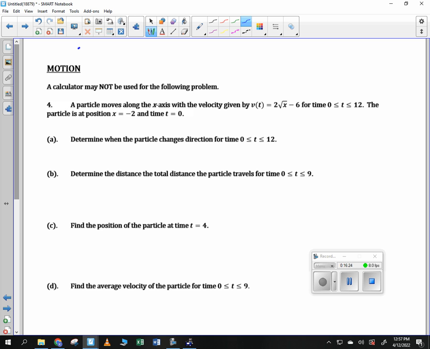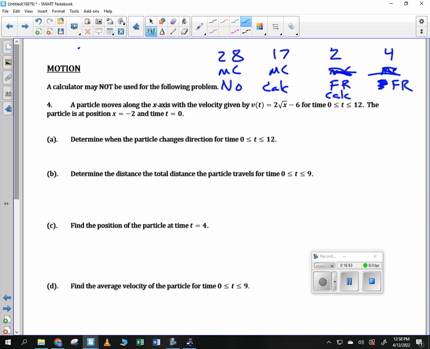There's a proctor in there, and the proctor will say, so just to be clear, you asked a really good question. You got 28, you got 17, you got 2, and then you got 4. So this is multiple choice. You got free response. And then you got multiple choice. So this is going to, again, be no calculator, and then calculator, calculator, and no calculator.